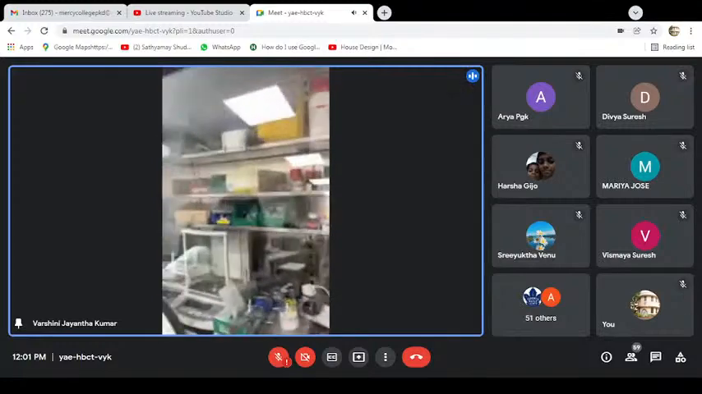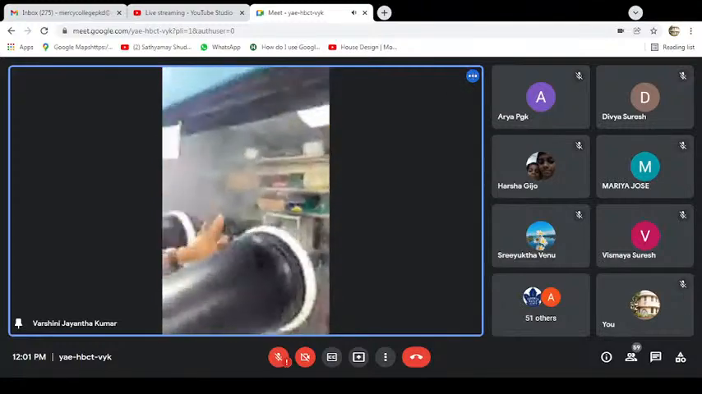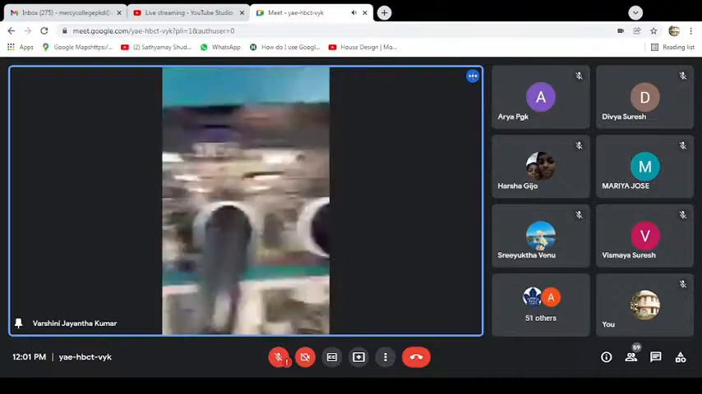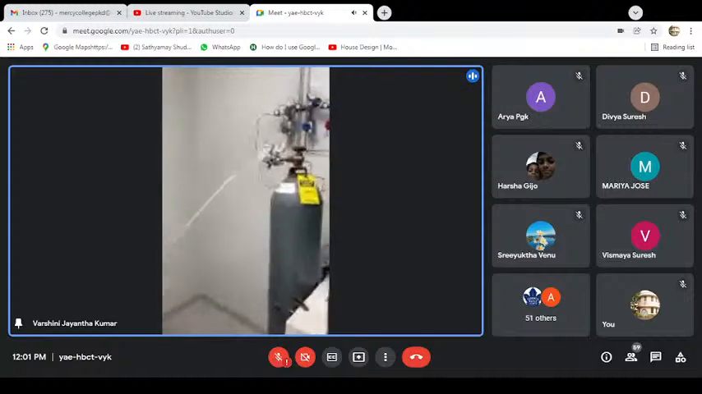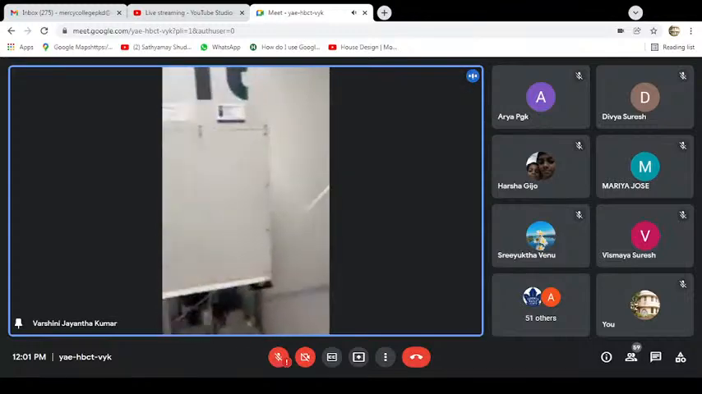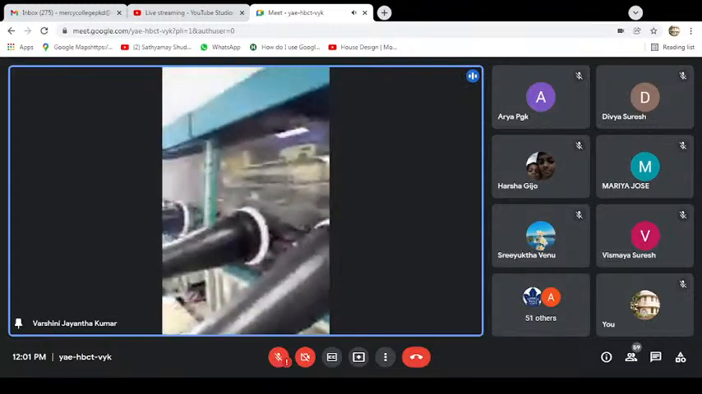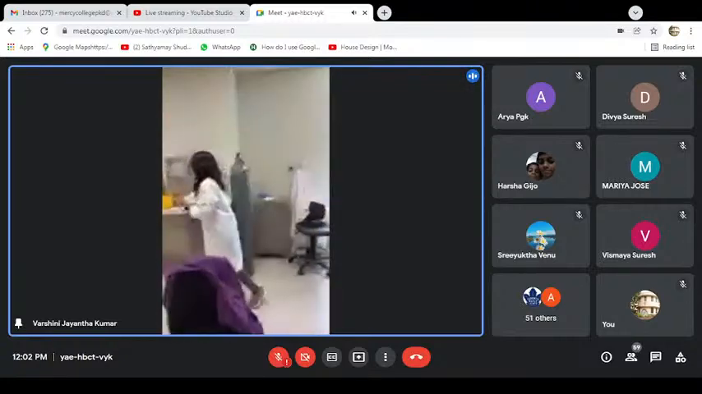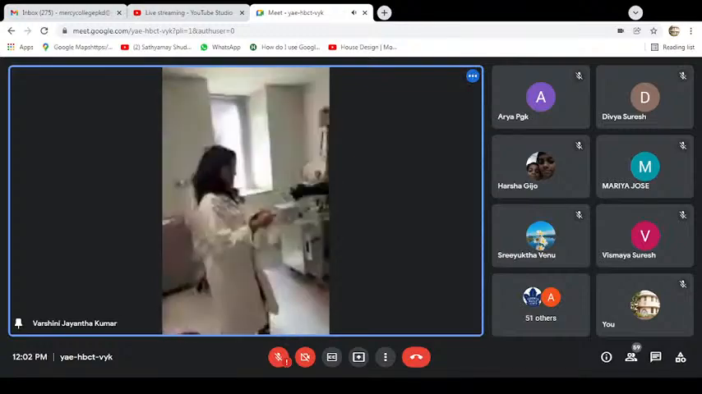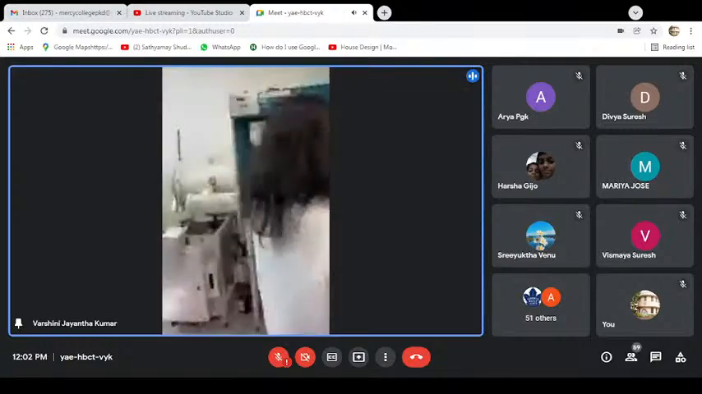Inside the glove box, it's powered by nitrogen. So the cylinder over there powers the glove box with nitrogen so that there is no air or moisture inside it. It's just pure nitrogen. So when we store our compounds under nitrogen, they'll stay for a longer time. And I'll just give you a quick demo on how we use the glove box. It's pretty fancy.